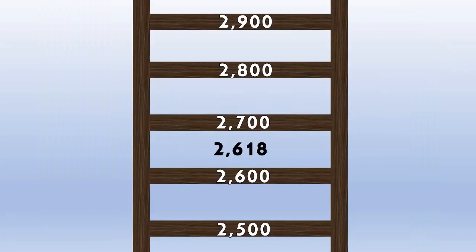But what if we aren't rounding to the largest place value? What if we are rounding a big number to a smaller place value? Let's say we want to round 2,618 to the nearest 100. Our ladder needs to count by hundreds, so the round number on the ladder step below is 2,600, and the round number on the step above is 2,700.